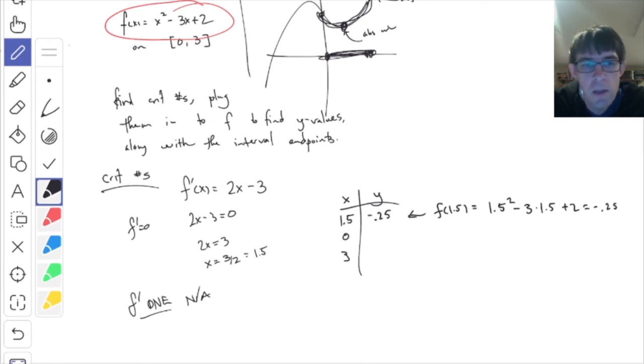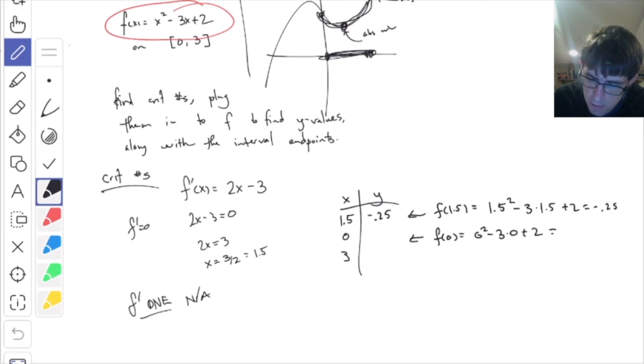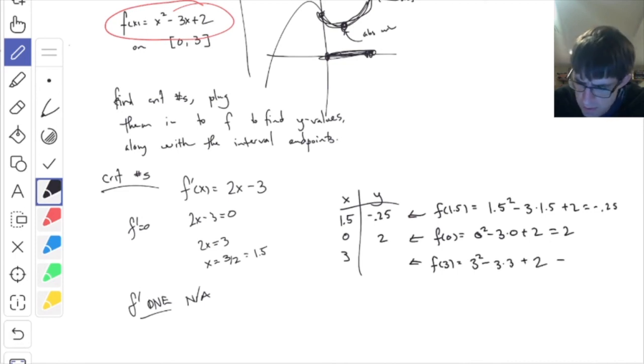All right. What about 0 and 3? I plug in 0. I can do this without my calculator. F of 0 is 0 squared minus 3 times 0 plus 2. That is 2. And then 3, I can do this in my head. 3 squared minus 3 times 3 plus 2. This is also 2, isn't it? 3 squared is 9. 3 times 3 is 9. So I get 9 minus 9 plus 2, which is 2. So this is 2.